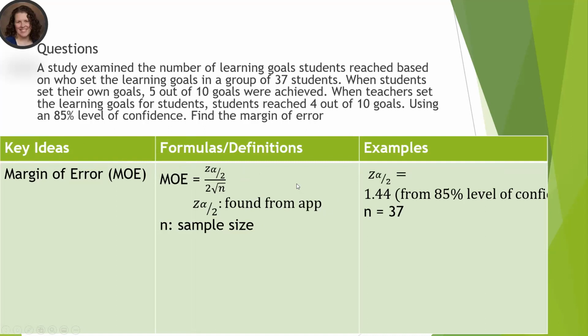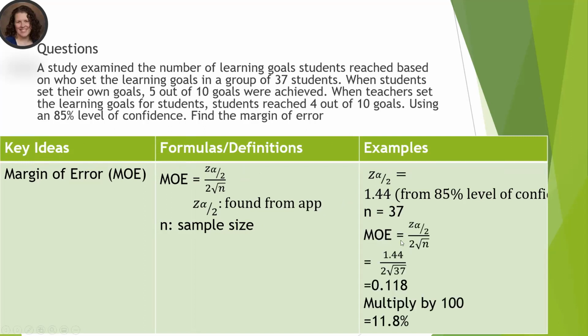In the problem that we're doing right here, we've got an 85% confidence level. From before, we used that app and found that Z alpha over 2, the Z-score, when you have an 85% interval, is going to be 1.44. From the problem, we know that there are 37 students. So our margin of error, here's our formula. We're going to put the 1.44 in the numerator, the top. The 2 is always a 2. Square root of 37, plug it in, and it'll give us 0.118. Margin of error represents a percent, so in this case, we'll multiply it by 100, and we'd have 11.8%.